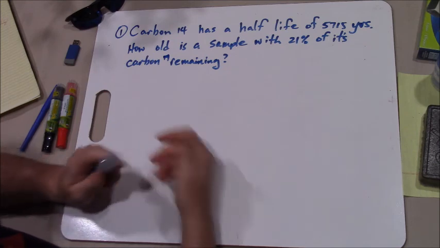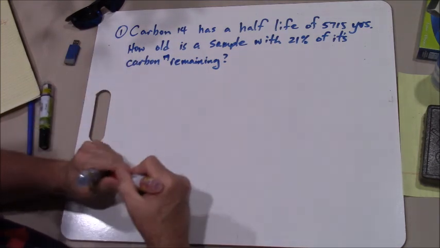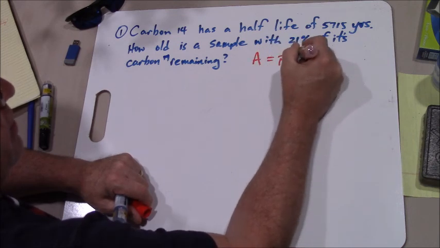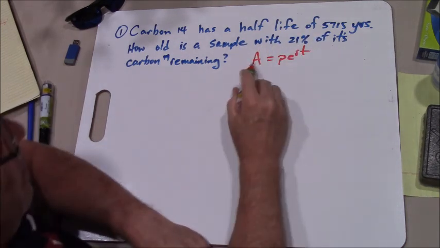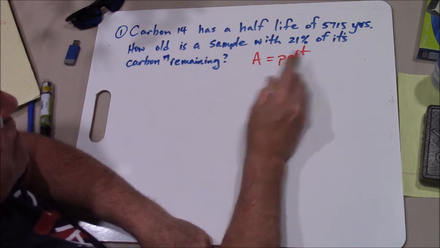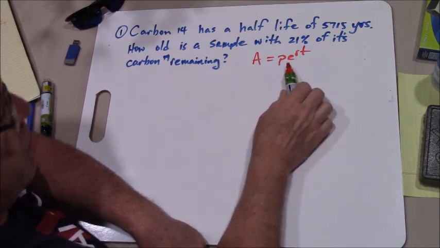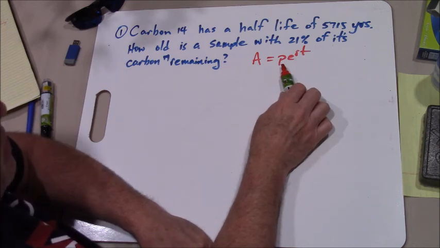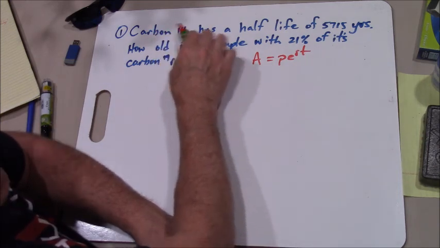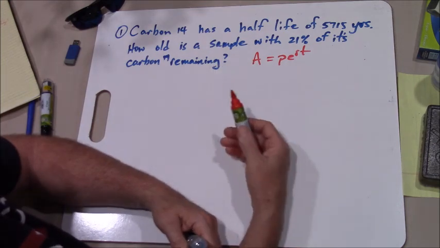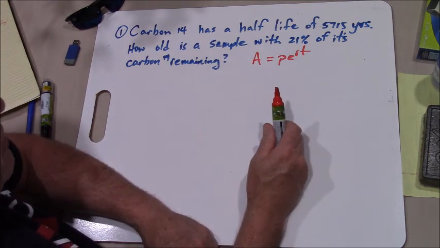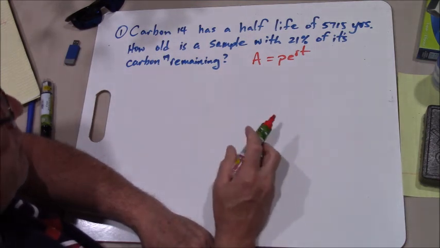And so if you remember, this really has to do with our PERT formula. A equals P times e raised to the rt. And remember, we use this formula anytime something changes continuously. Well, if I've got some carbon-14 that's sitting in the ground and it's rotting and decaying, that's a continuous process, right? And so we want to use this formula.